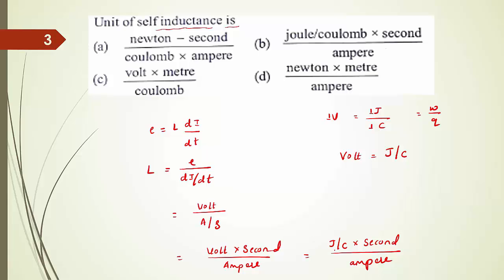Right? So this is the unit for self-inductance. Now you can observe the options. Which is the right option here? Joule per coulomb into second divided by ampere. So option B is the right answer.